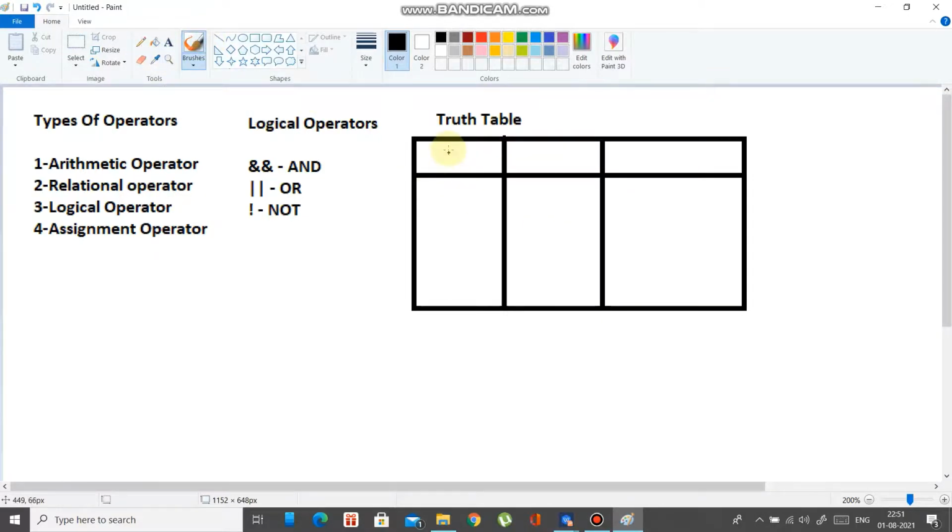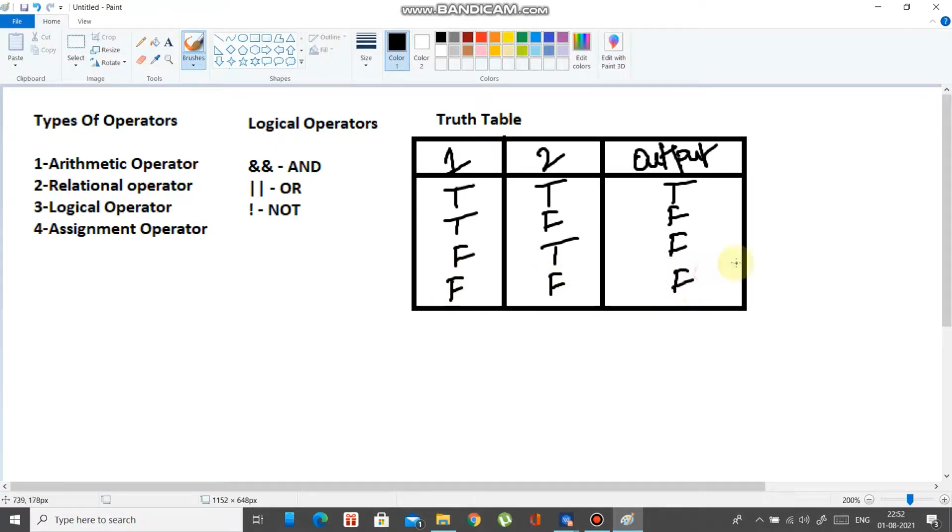Let's take this. This is the first input, this is the second input, and this will be your output. If the first input is true and the second input is also true, then you will get the output as true. If the first input is true and the second input is false, then your output will be false. If the first input is false and the second input is true, then also your output will be false. If both the inputs are false, then also your output will be false.